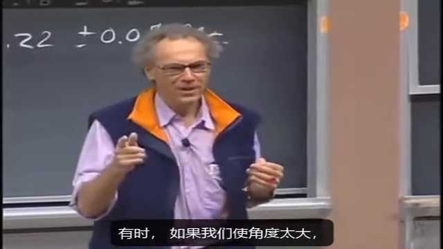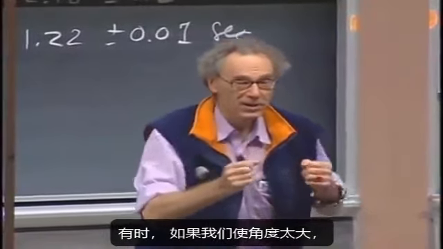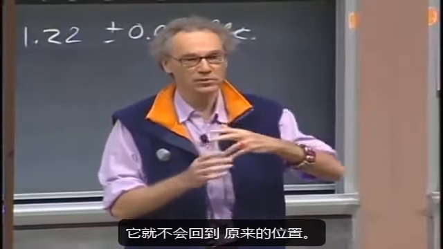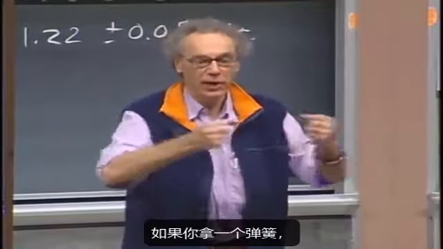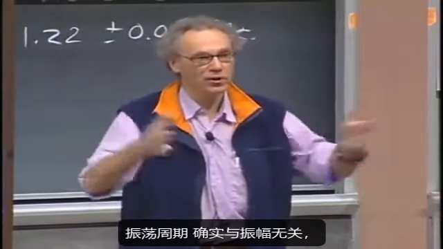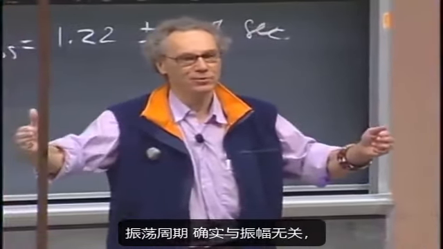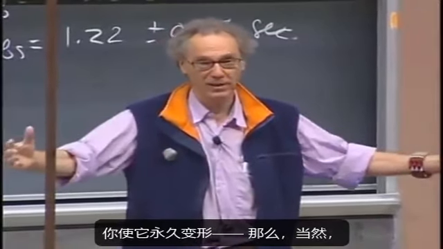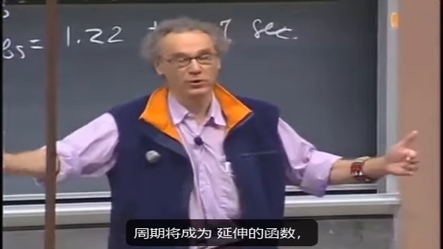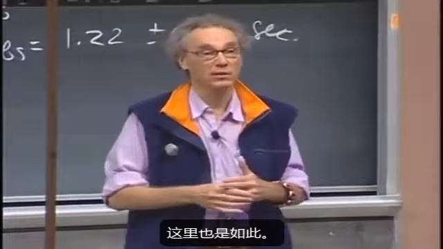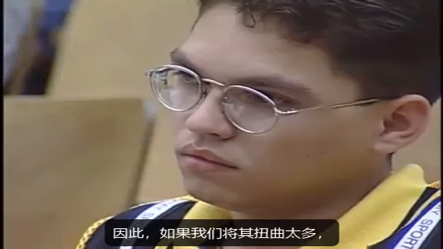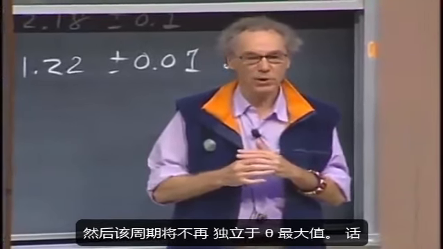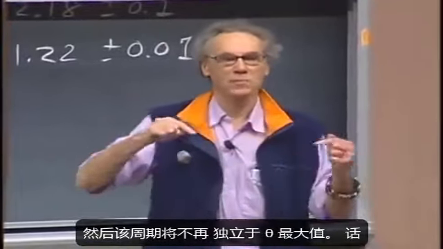There comes a time that if we make the angle too large, we permanently deform the wire. It will not come back to its original position. The same happens with a spring. If you take a spring, it is true that the period of oscillation is independent of the amplitude, but only up to a point. If you go too far, Hooke's law no longer holds, you deform it permanently, and then of course the period will become a function of the extension. And the same is true here. So if we twist it too much, then of course we will permanently deform it, and then the period will not be independent of theta maximum.